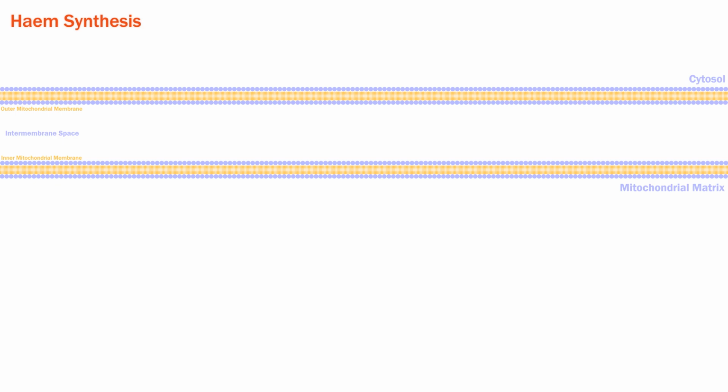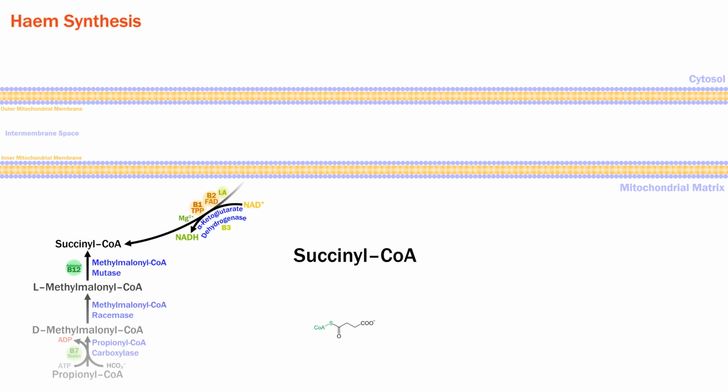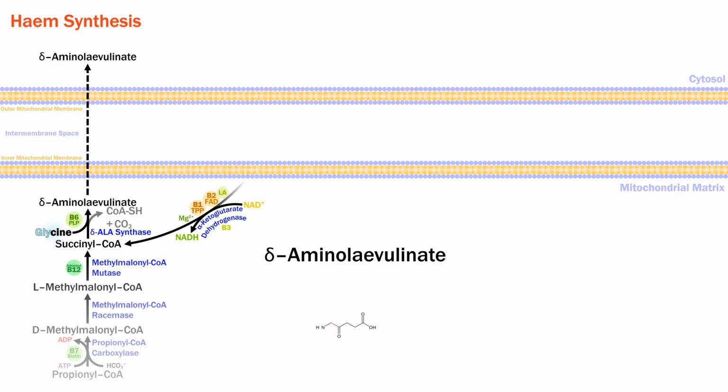Over 80% takes place in the bone marrow to make hemoglobin, and most of the rest takes place in the liver. In both tissues, the process starts in the mitochondrial matrix. Our first precursor is succinyl-CoA, which we know from the citric acid cycle. The next step attaches a glycine molecule and requires vitamin B6, producing delta-aminolevulinate, which moves to the cytosol.